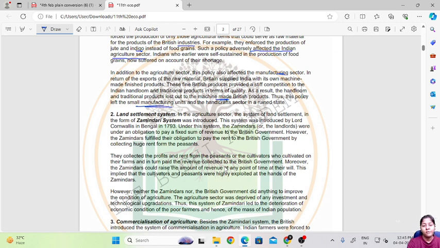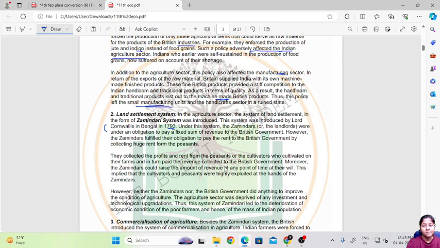Then, the second one is the land settlement system. In the agriculture sector, the system of land settlement in the form of the zamindari system was introduced. This system was introduced by Lord Cornwallis in Bengal in 1793. This point is very important: who introduced the zamindari system? It was introduced by Lord Cornwallis in Bengal in the year 1793.